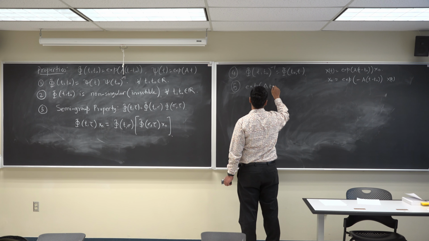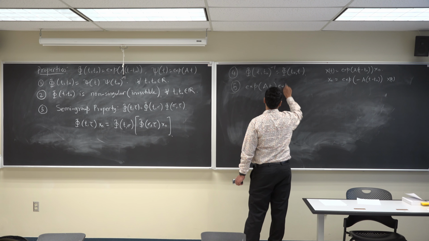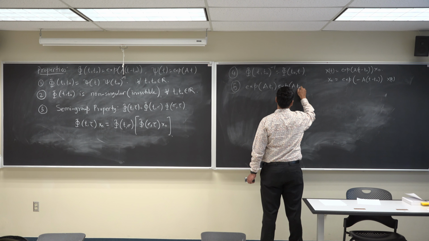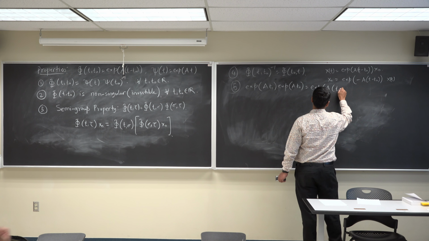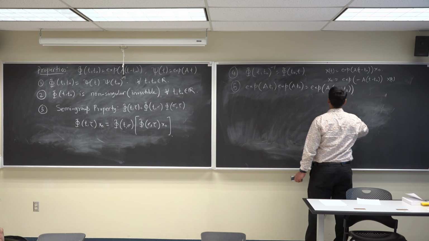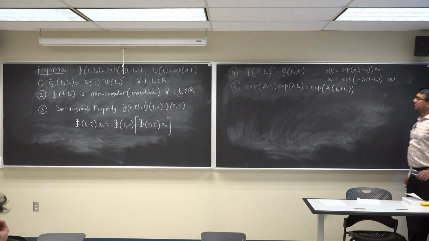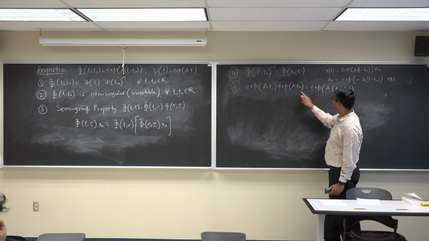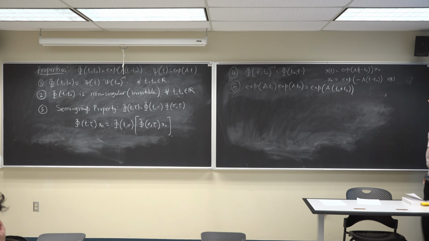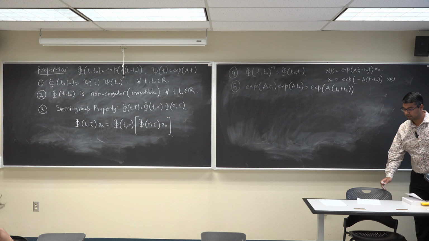Exponential of At1 times exponential of At2 equals exponential of A(t1 plus t2). And this property, of course, you will recall, because At1 and At2 commute, so the multiplication of matrix exponentials is the same as the exponential of the sum of the matrices, because they commute.